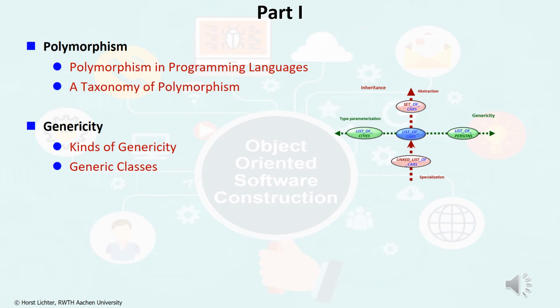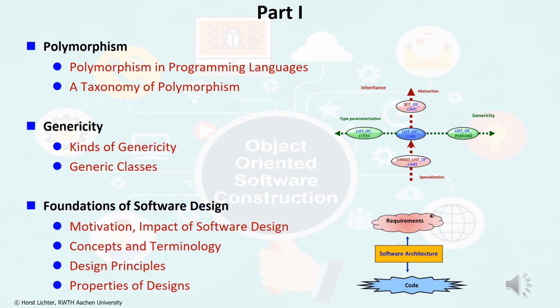The last chapter of the first part is devoted to software design and its basics. We introduce step by step all important design concepts and discuss their interrelationships. In addition, we introduce some important design principles and discuss properties of good designs and software architectures.